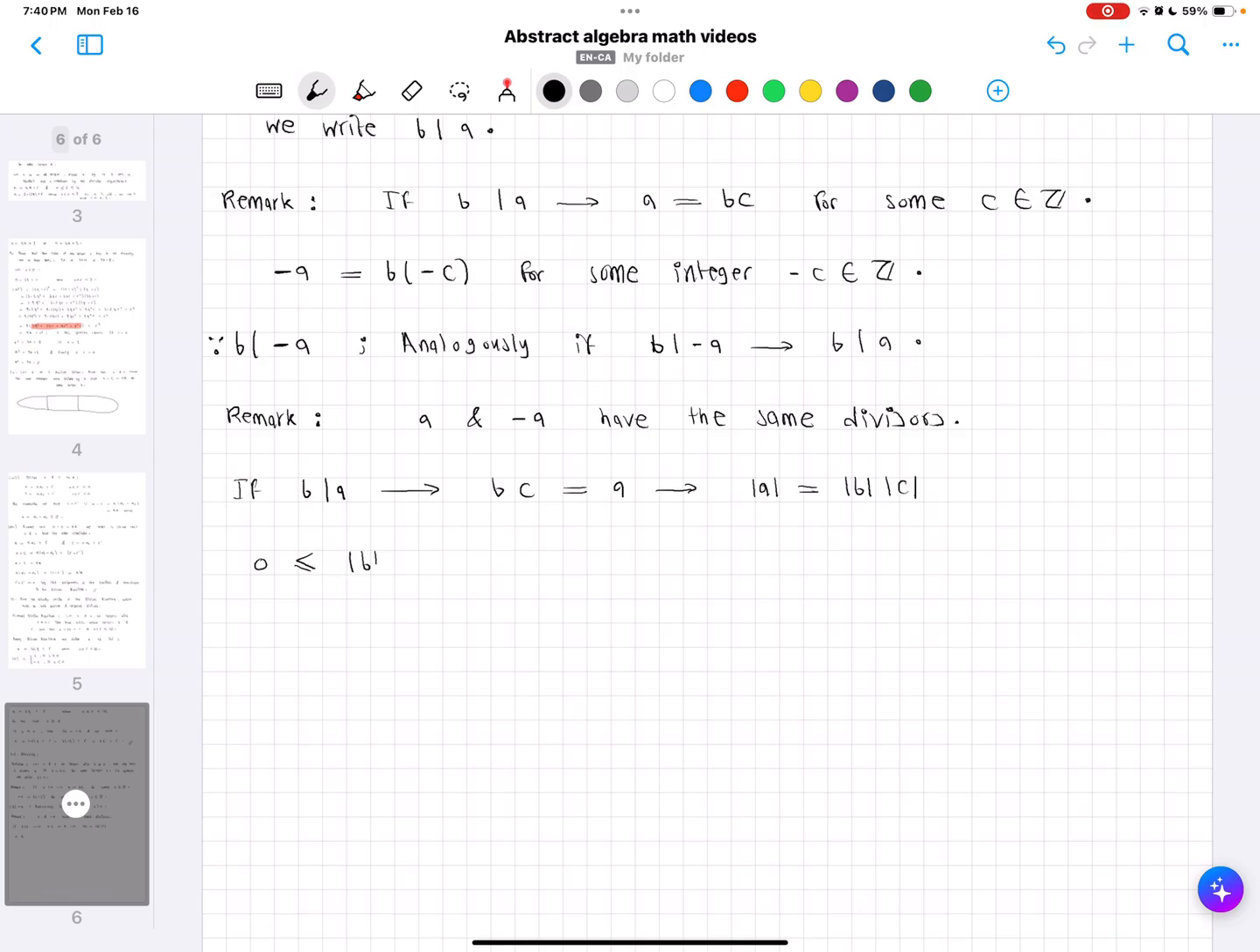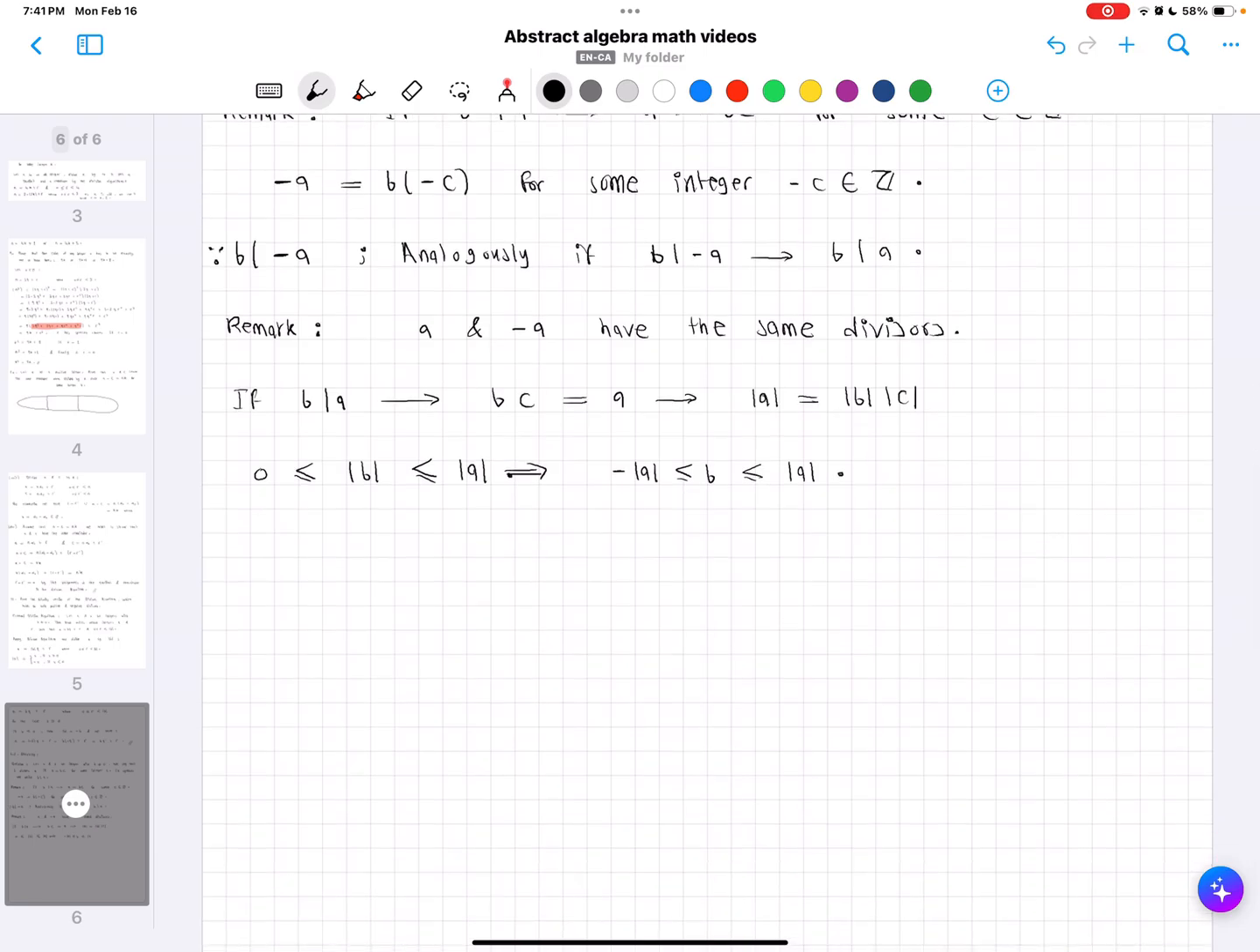So from this condition, we have that 0 is less than or equal to the absolute value of B, which is less than or equal to the absolute value of A. Because you've repeated the absolute value of B, C amount of times, which is a positive number, to reach A, so it cannot be bigger than A. It must be less than or equal to A. So if you do some algebra, this tells you that B is bounded between negative absolute value of A and positive absolute value of A, where B is a factor of A.